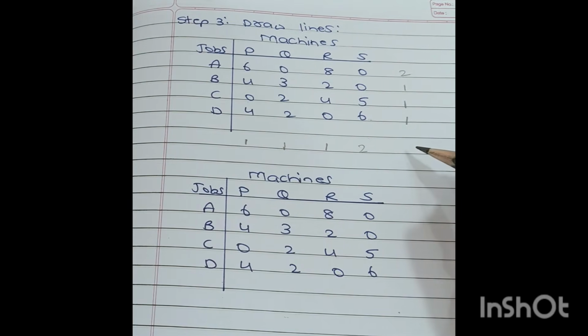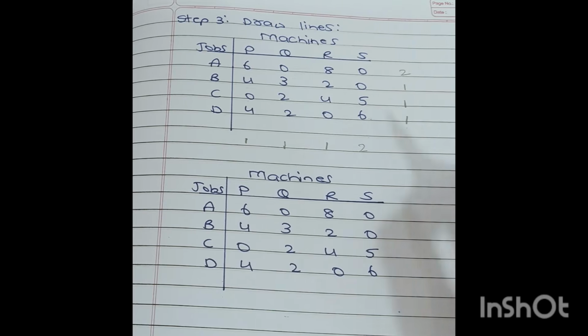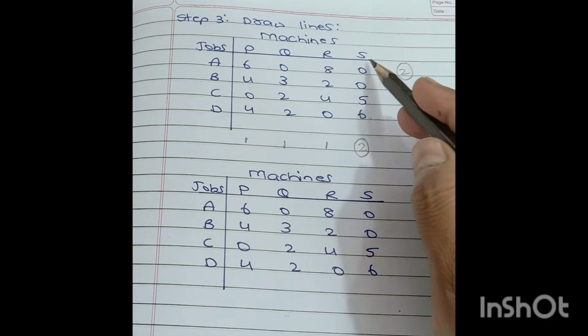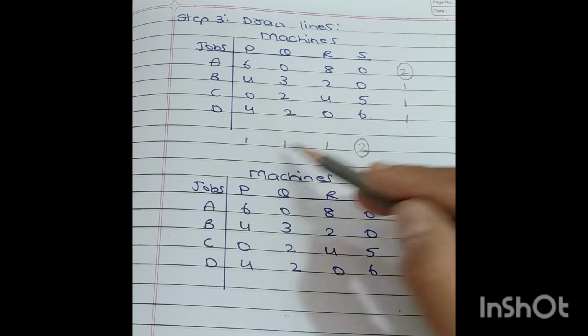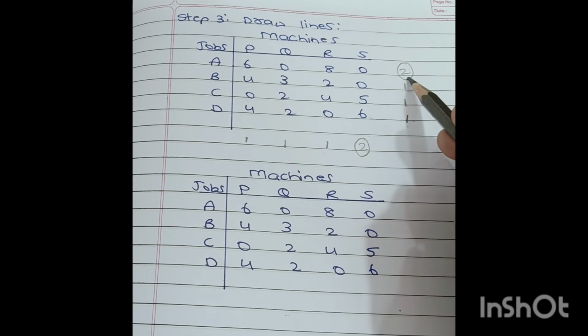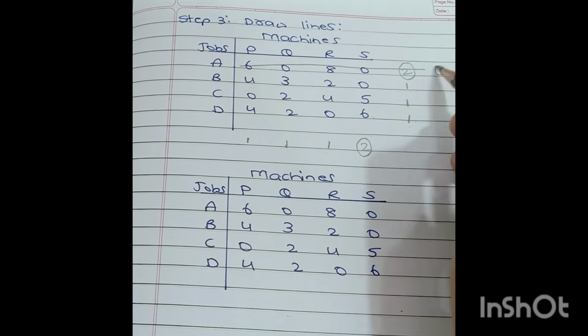Now, as per the rule, we have to draw such a line that will cover maximum number of zeros. Here, as you can see, there are maximum, that is 2 zeros in row number A, and similarly 2 zeros in column number S. Remaining all rows and all columns contain only 1 0. So I will draw my first line that will cover maximum, that is 2 zeros. So this is my line number 1.